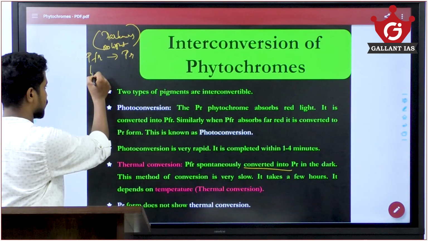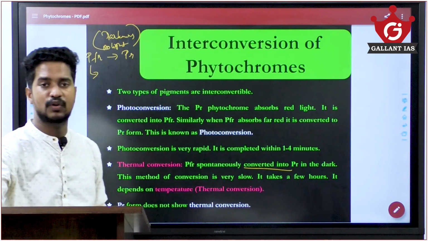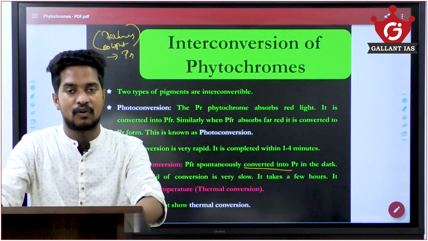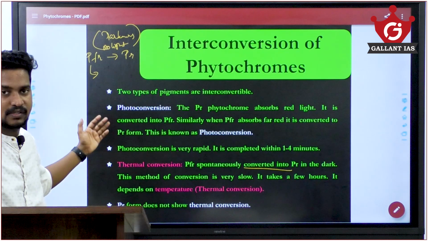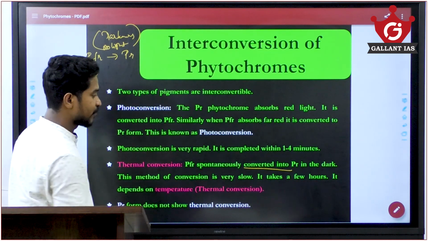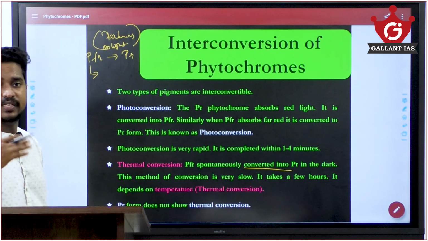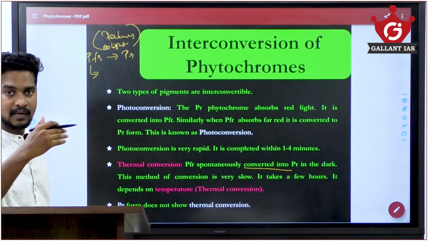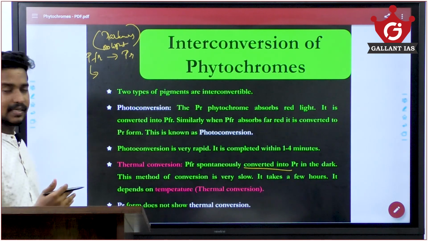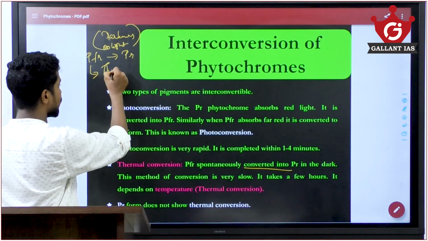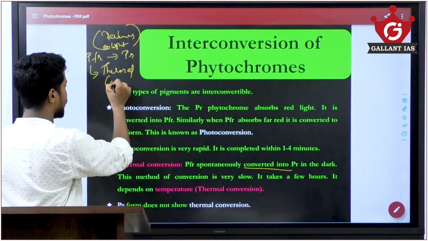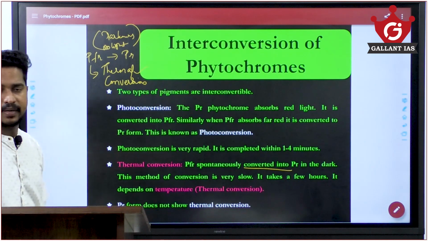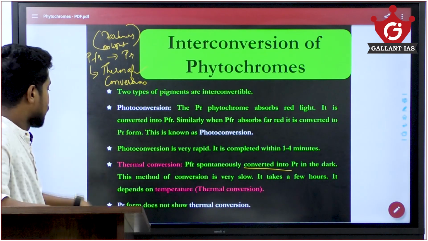And this is a slow process. Comparing it with photoconversion, photoconversion is a rapid process and takes about 1 to 4 minutes, and thermal conversion is a slow process and takes a few hours. Actually it depends on temperature. Normally at night the temperature is low. That is why it is called thermal conversion.